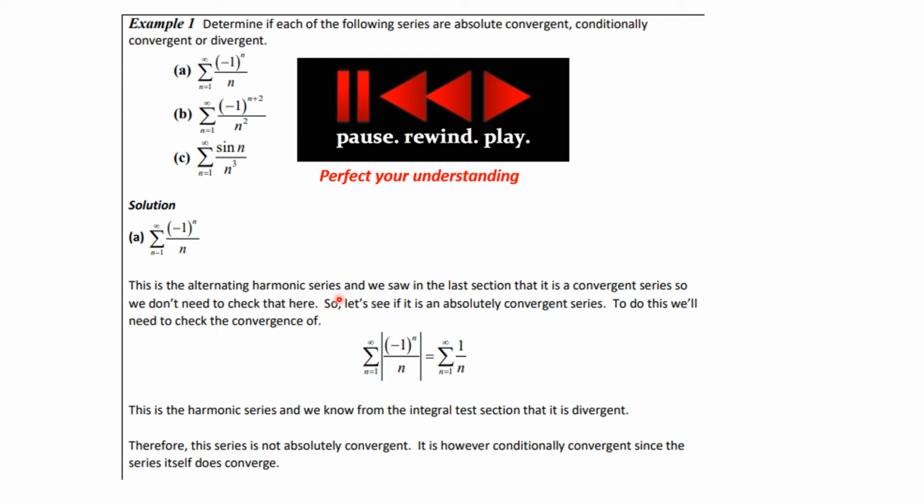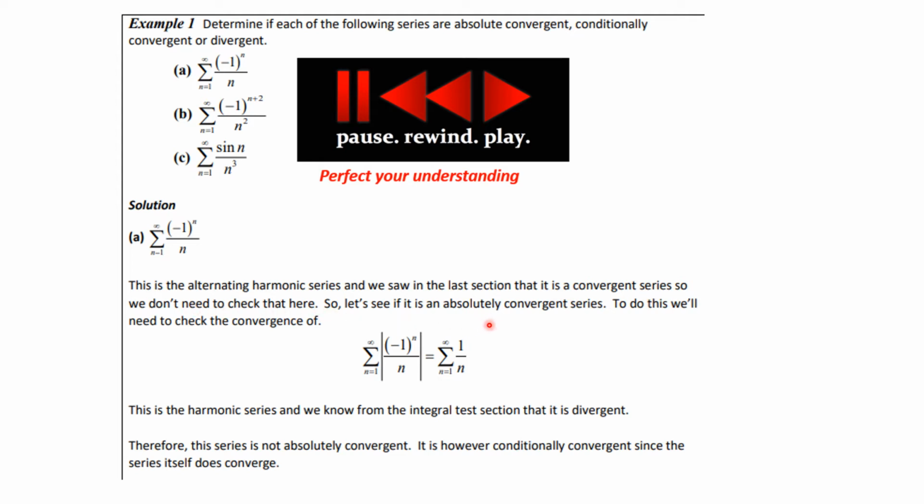Okay, so let's deal with the first one. Now, this is the alternating harmonic series, and we saw previously, in the lecture on alternating series, that this is an alternating series, and it satisfies all the conditions of the alternating series theorem and the alternating series test. So this is a convergent series. So we don't need to check that here because we already proved it.